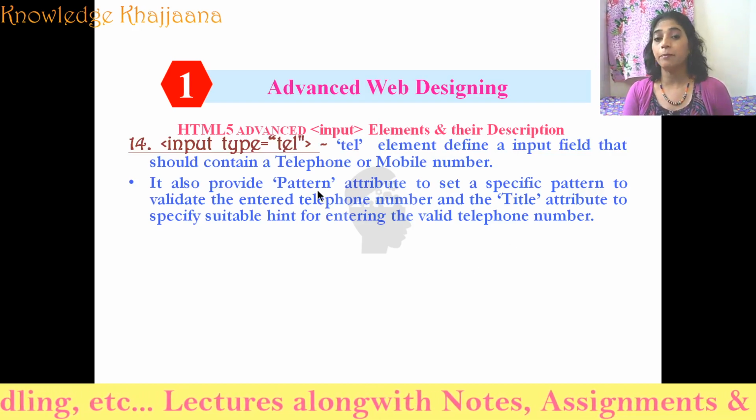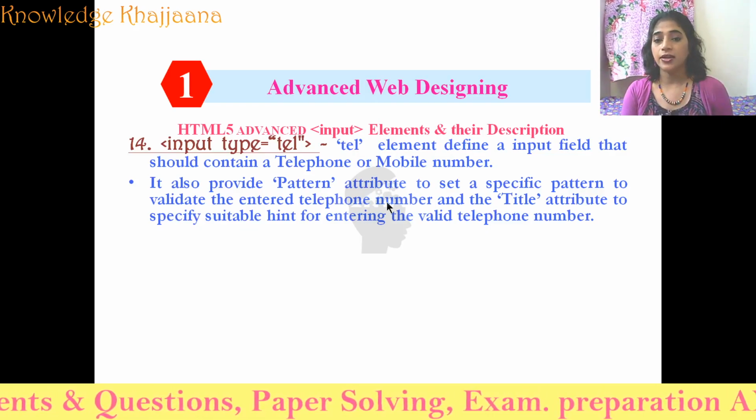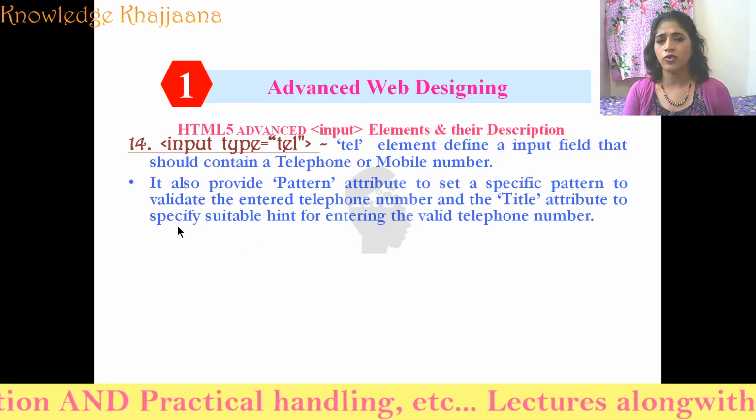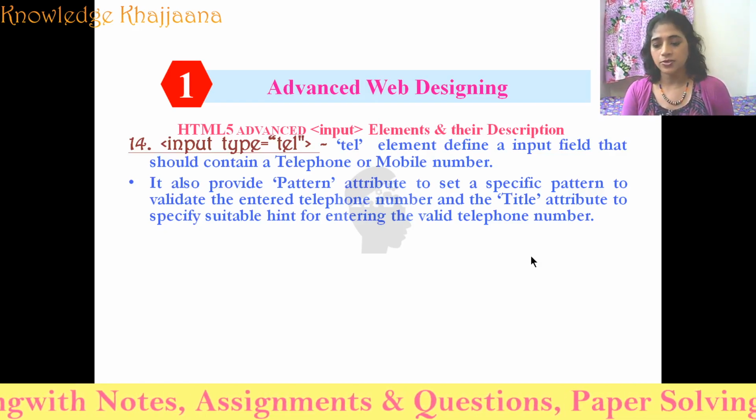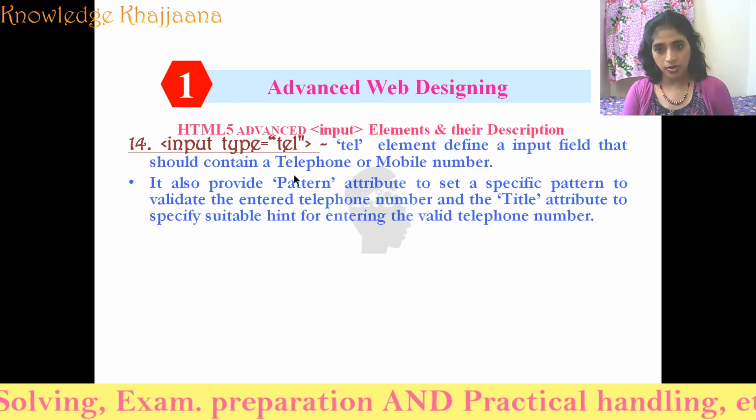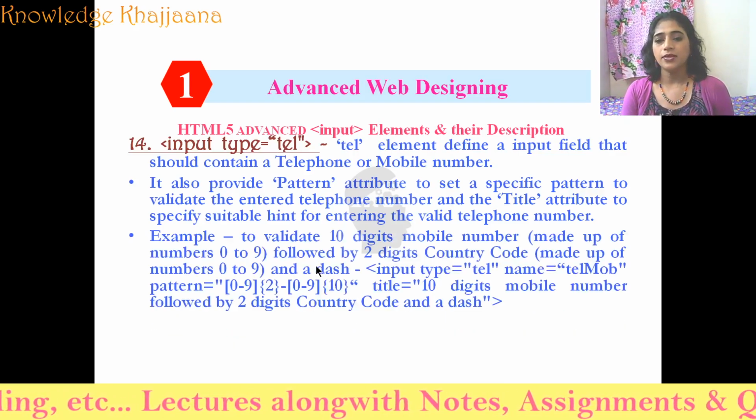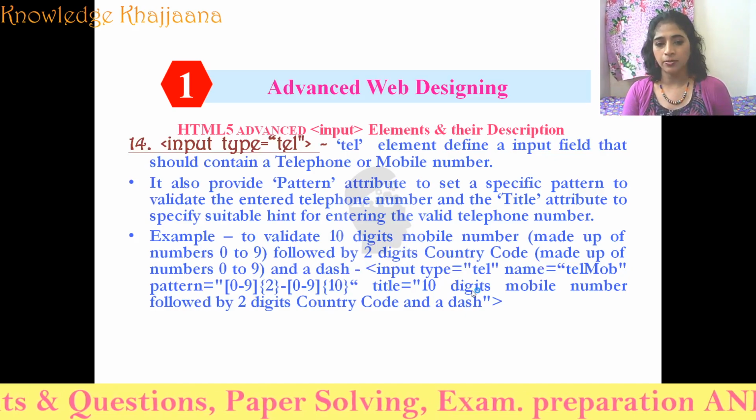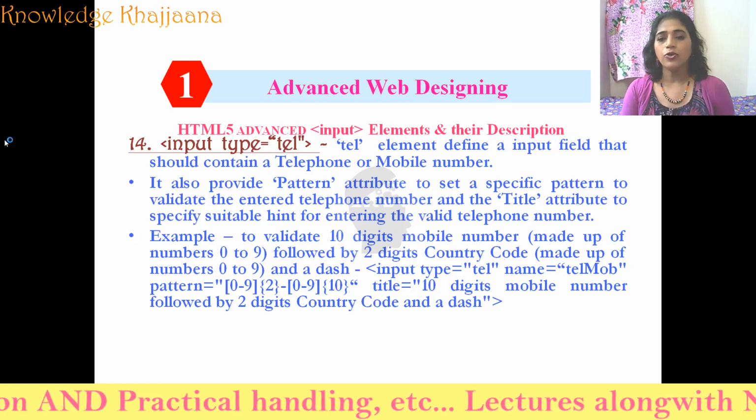This can be done using the pattern attribute, so that you can set a specific pattern to validate the entered telephone number. And the title attribute is also used to specify a suitable hint for entering the valid telephone number. I have created special lectures on this pattern attribute, also on the search element, that I am going to upload separately. See, for example, you are asking the user to enter a 10 digit mobile number, which is followed by the 2 digit country code and a dash. How can you achieve it?